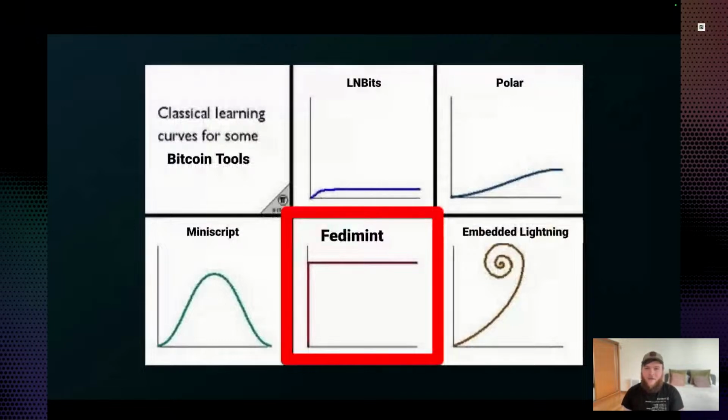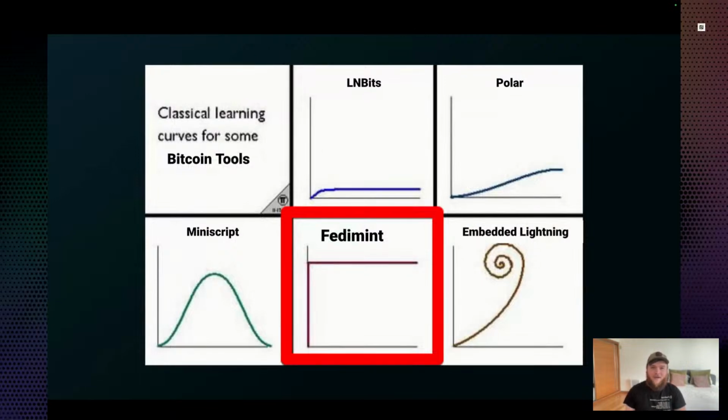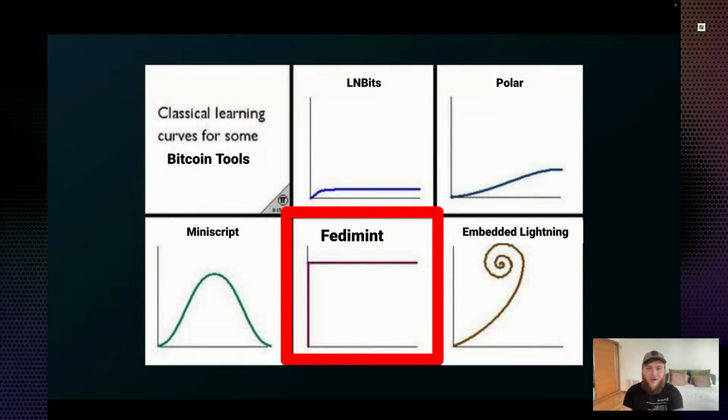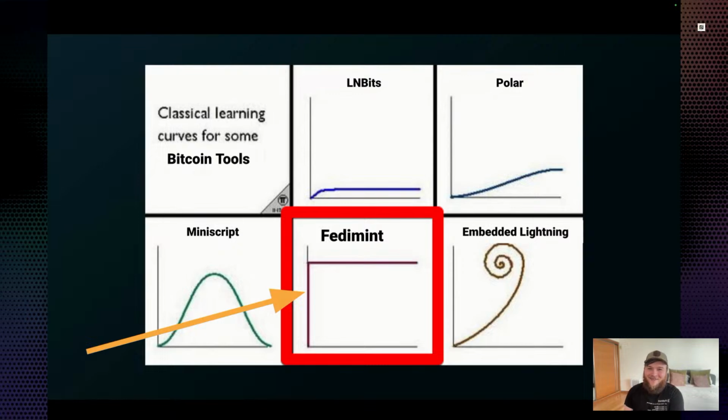Well, spoiler alert, this is the problem. This is a nice little graphic describing some of the learning curves associated with different Bitcoin tooling. We have LN-Bits, we have Polar, we have Miniscript, Fedimint, and Embedded Lightning. The one we're focusing on is Fedimint. Can anybody spot the problem? There's the problem. The problem is the learning curve. There's a very, very steep learning curve.